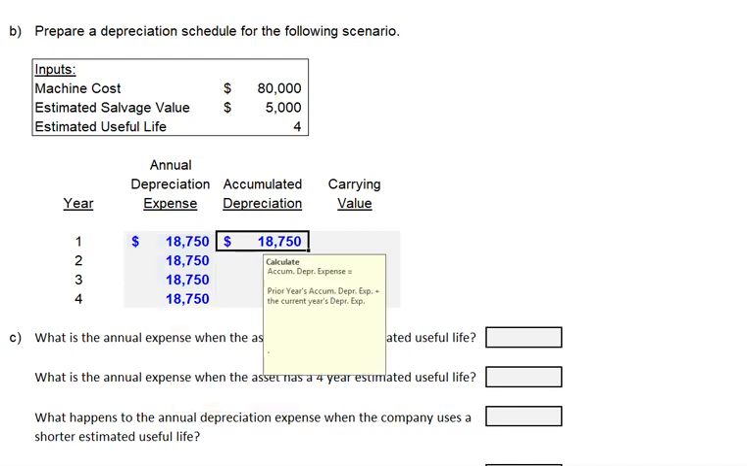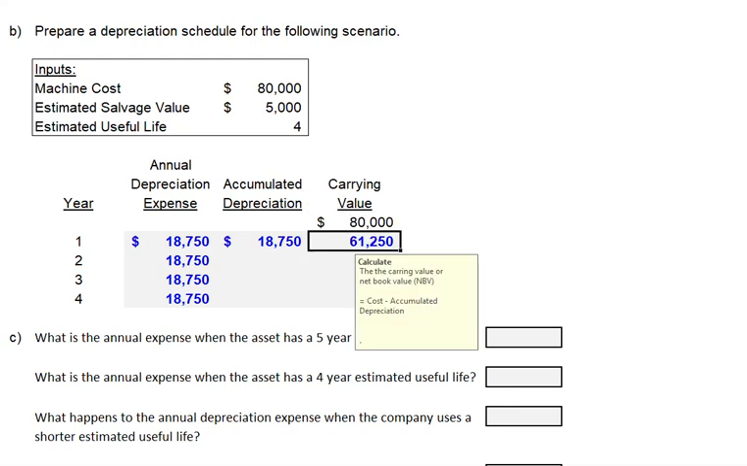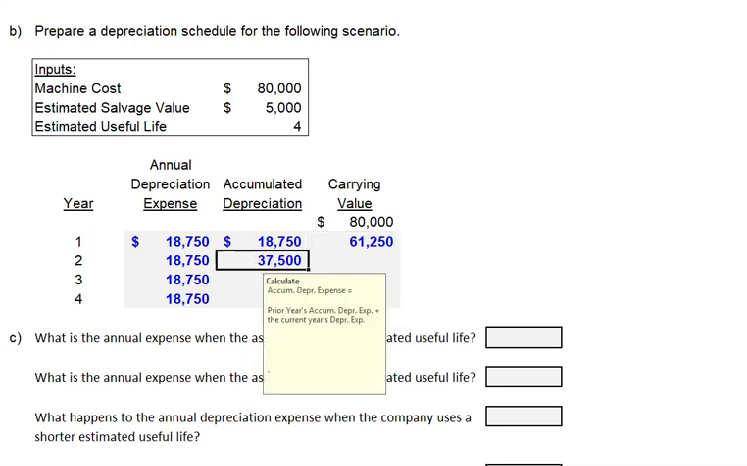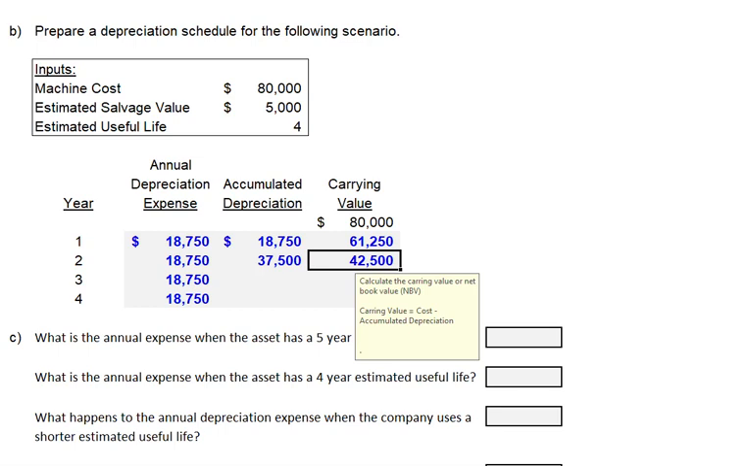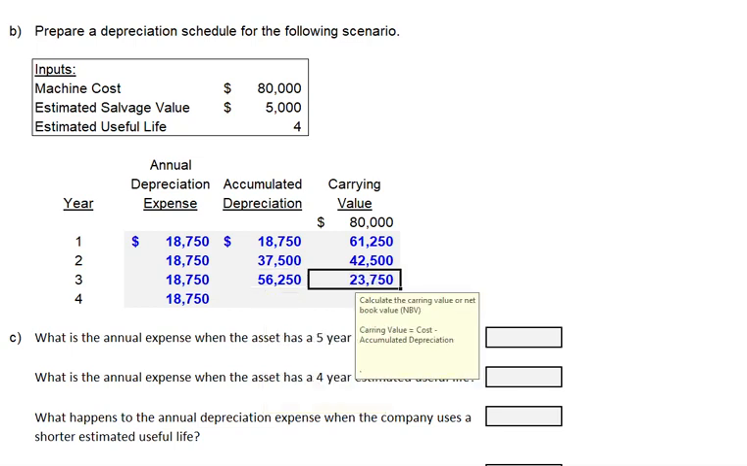After 1 year, we have $18,750 in accumulated depreciation. Our net book value will be the $80,000 in initial cost minus our accumulated depreciation, so it's $61,250. After 2 years, we have $37,500 in accumulated depreciation. Again, that's the prior year's plus the current year expense. Our net carrying value goes down to $42,500. And in year 3, we're up to $56,250, and our carrying value goes down by another $18,750, down to $23,750.